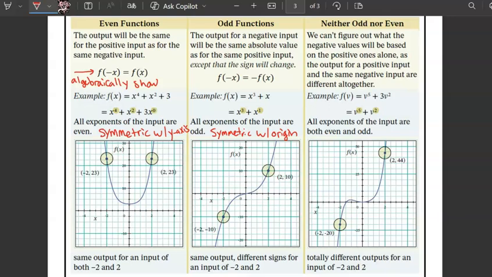Neither even or odd. If neither of those show that they are true, then you would say that it's neither even or odd function. Now, if you have the equation in standard form already, you could just use the exponent trick where you look at the exponents. If they're all even, it's an even function. If they're all odd, odd function. If you have both, you'd put neither.